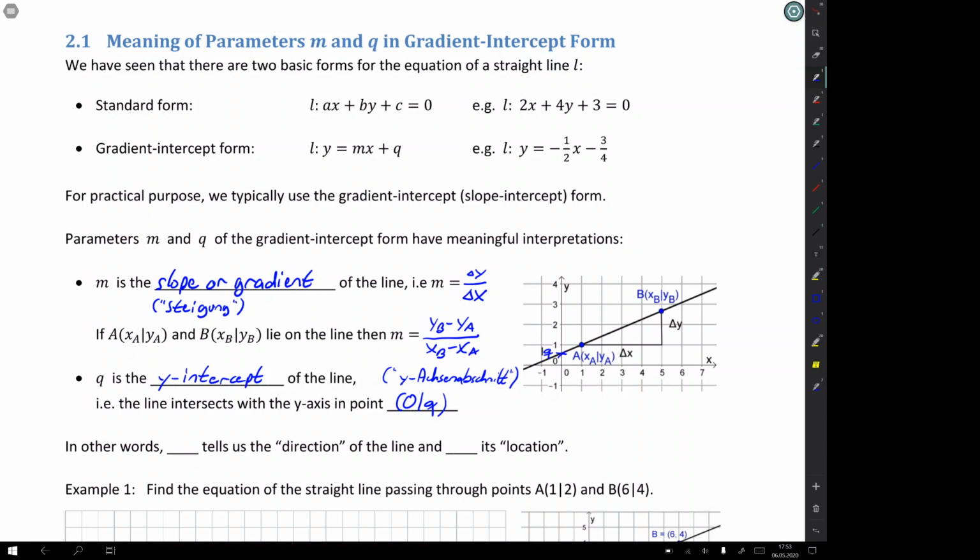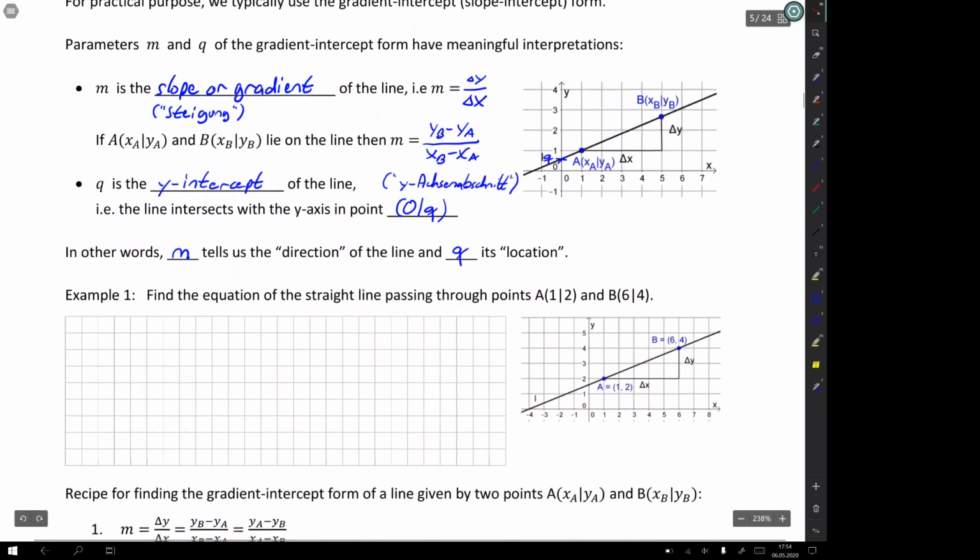In other words, m tells us the direction of the line, and q tells us its location. M is the gradient, so it tells us how steep the line is. So when I know the gradient, I know it looks like this, or if it's steeper, it can look like this. And then the q tells us, once I know it has this gradient, where do I have to put the line with that gradient? Well, through this point, and then I get this one line.